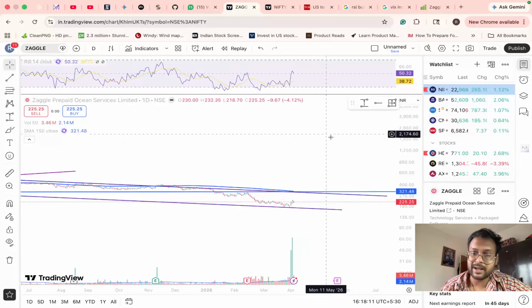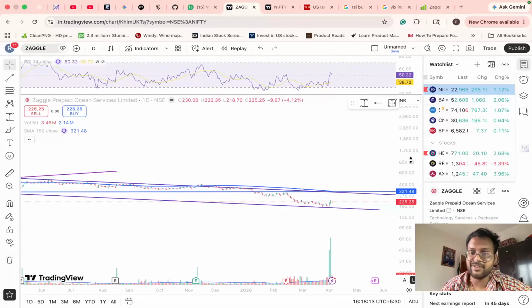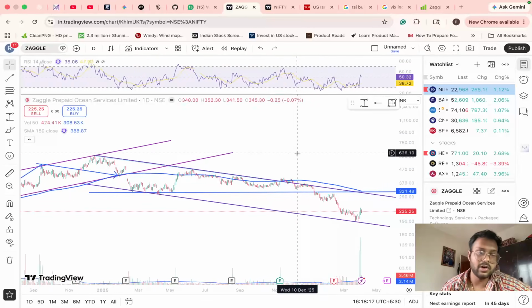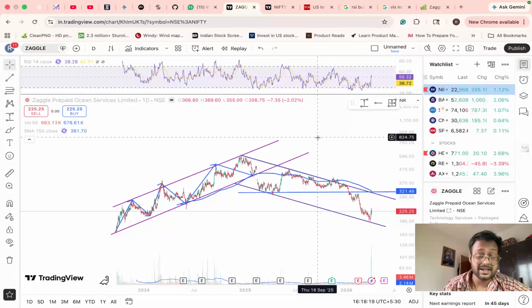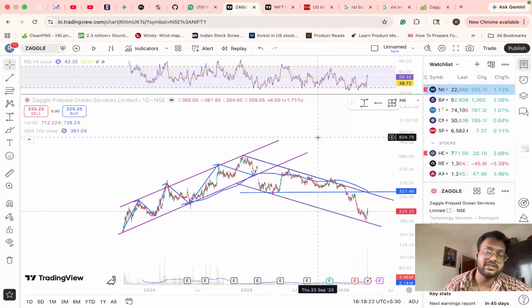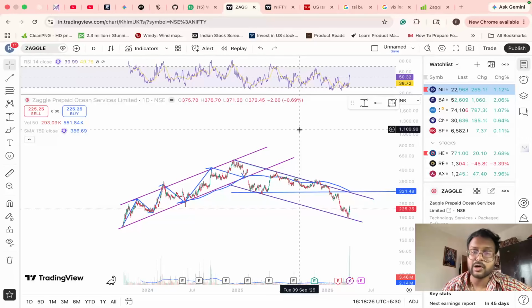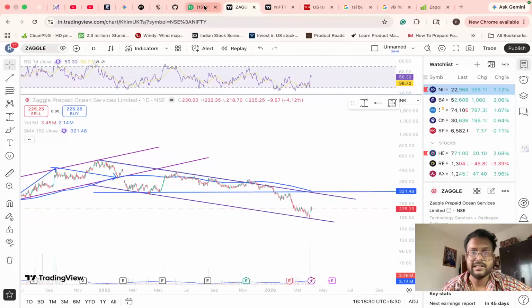So look at the prices of Zaggle over the next few days. See if it gives up the entire gain. See if you get a better time to entry. This is not a buy or sell recommendation. This is a technical observation for Zaggle investors to look at. For fundamental analysis, obviously you will need to read all about the company. So this is something I just wanted to show you for Zaggle, right?